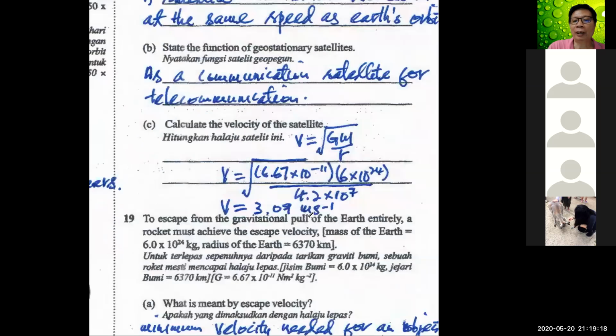To escape from the gravitational pull, a rocket must achieve escape velocity. You want to escape from it, right? Mass of the Earth, radius of the Earth, the distance. So what is meant by escape velocity? How to answer?